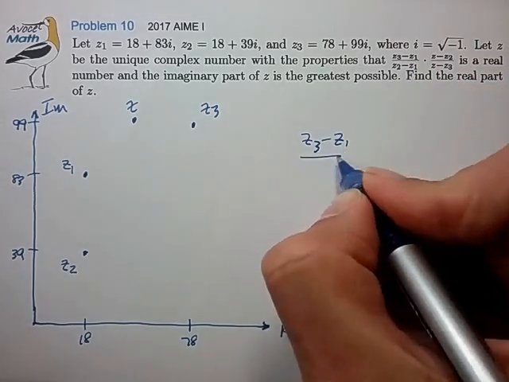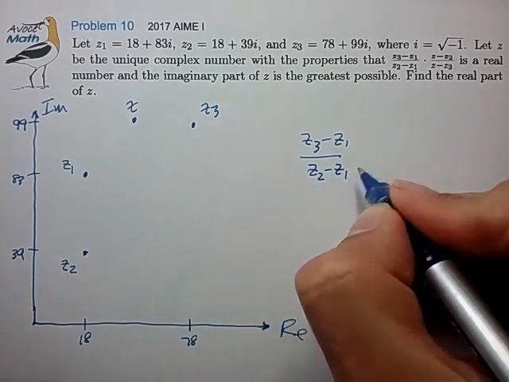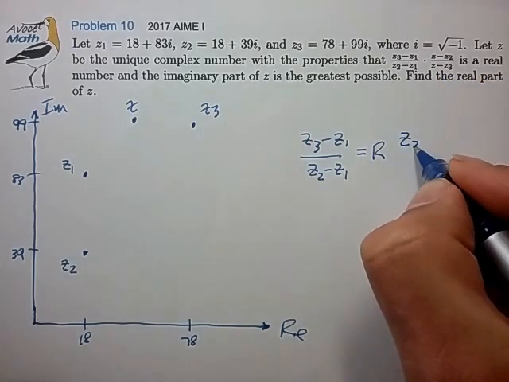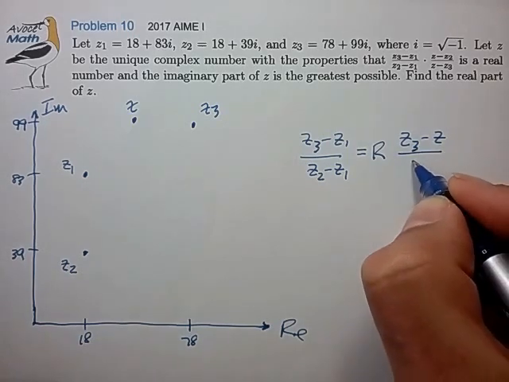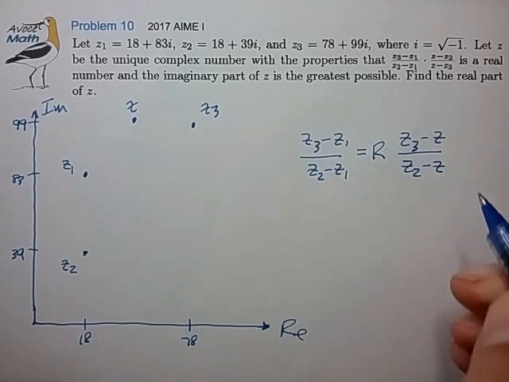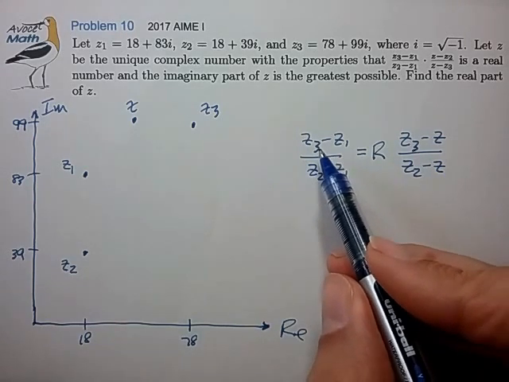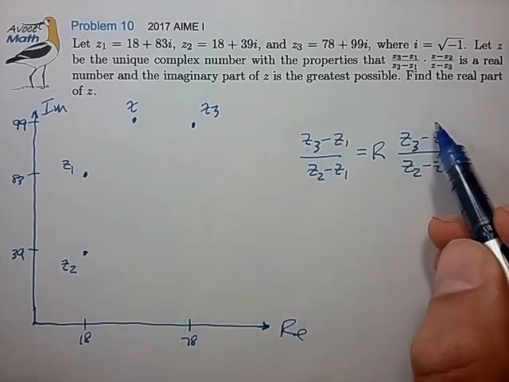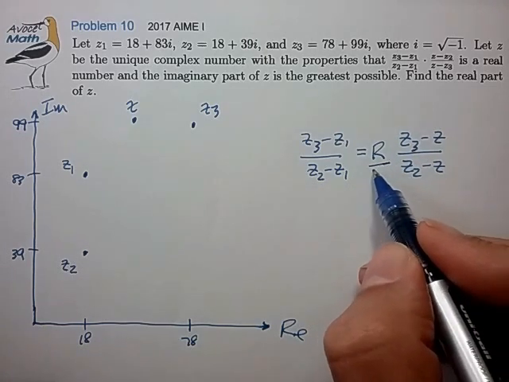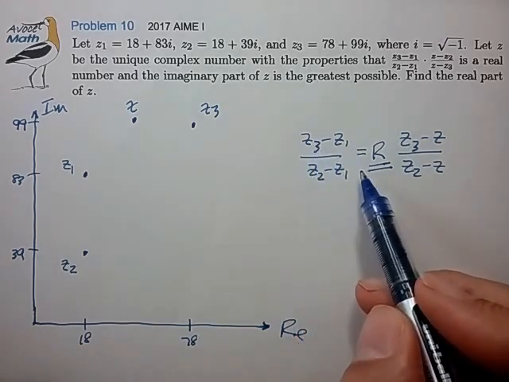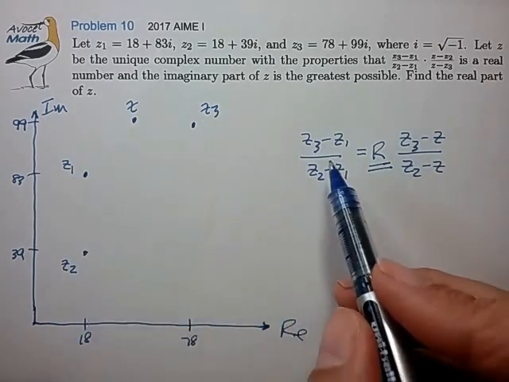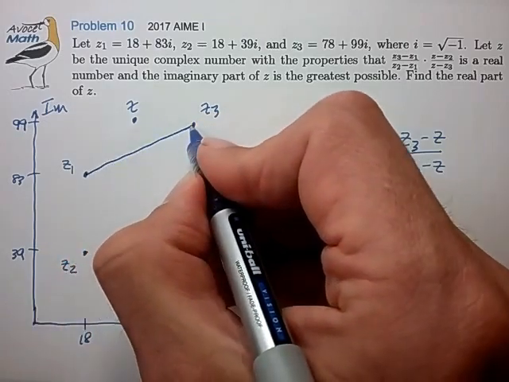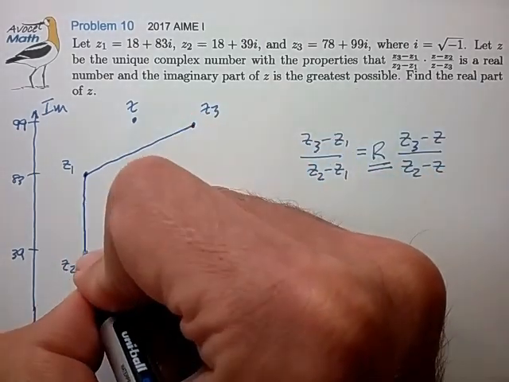I notice that (Z3 minus Z1) over (Z2 minus Z1) is equal to some real number R times (Z3 minus Z) over (Z2 minus Z). So in terms of the angles of these complex numbers, the angle of this expression has to equal the angle of this expression in the complex plane, because this is a real number. And we know that these differences are basically line segments in the complex plane. So let's see what these line segments look like. Z3 minus Z1 is just this line segment. Z2 minus Z1 is this line segment.